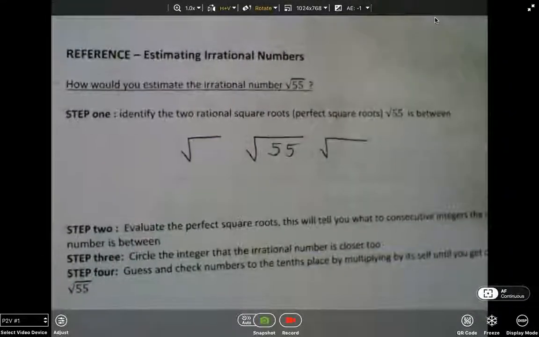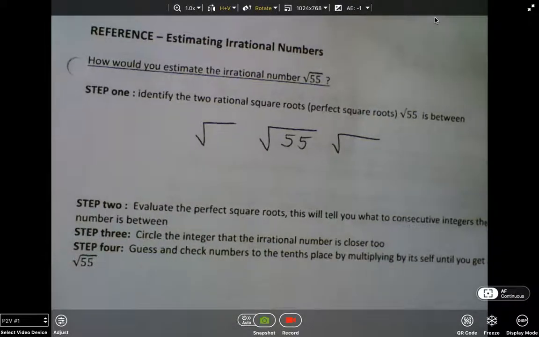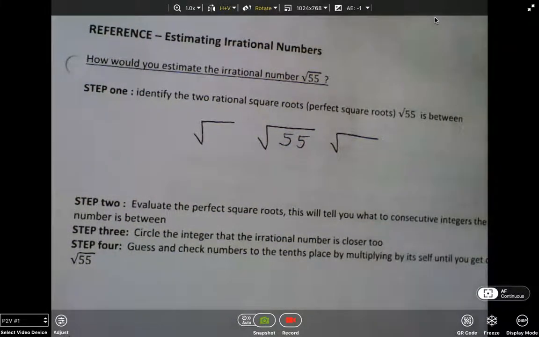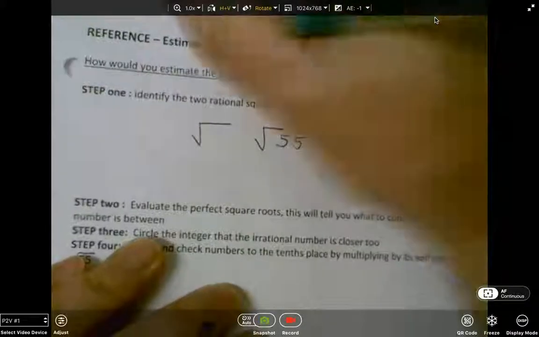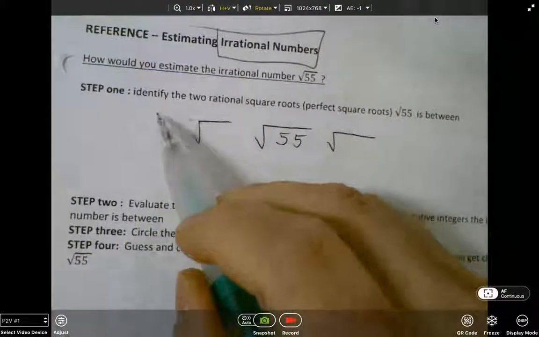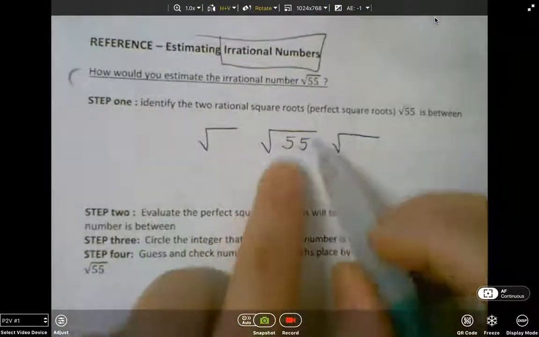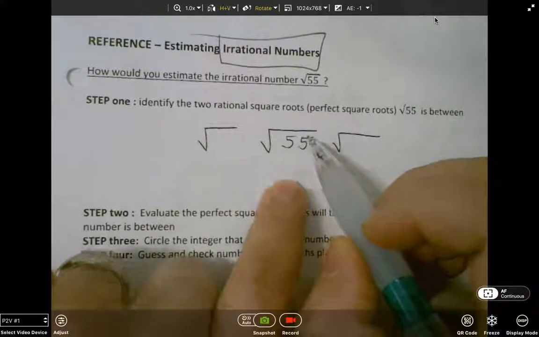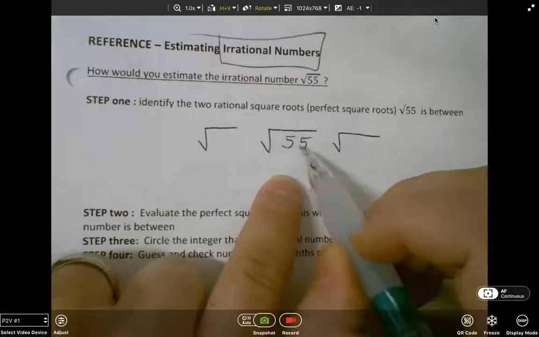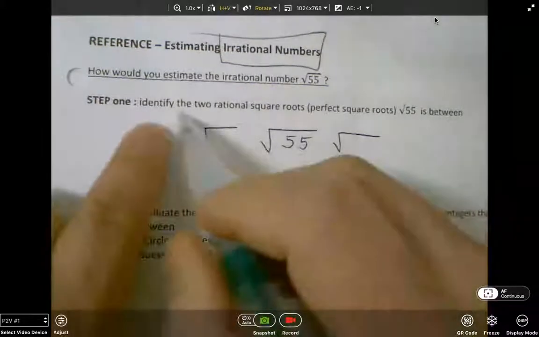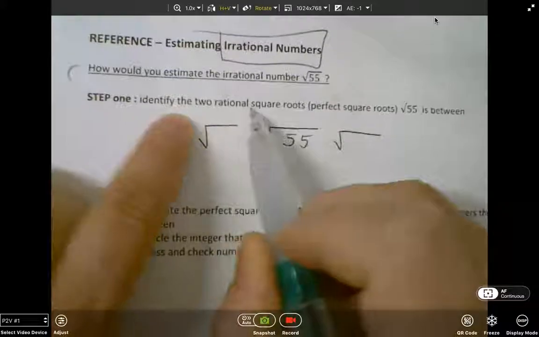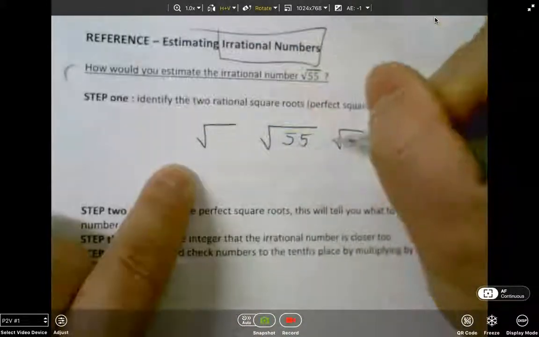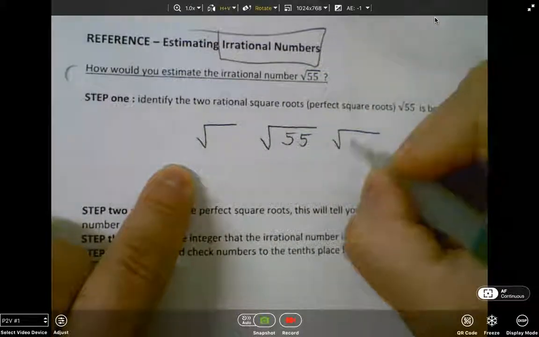All right, for today's reference notes, I'm going to be teaching you the best way to estimate an irrational number. So the first thing you need to do in step one, if we're trying to estimate the square root of 55, which is irrational because there's no integer or whole number that I can think of to multiply by itself to be 55, I've got to identify two rational square roots or perfect square roots. The one that's a little bit bigger is probably 64.